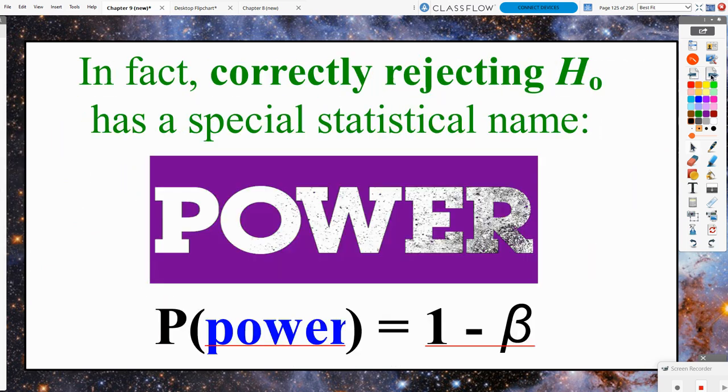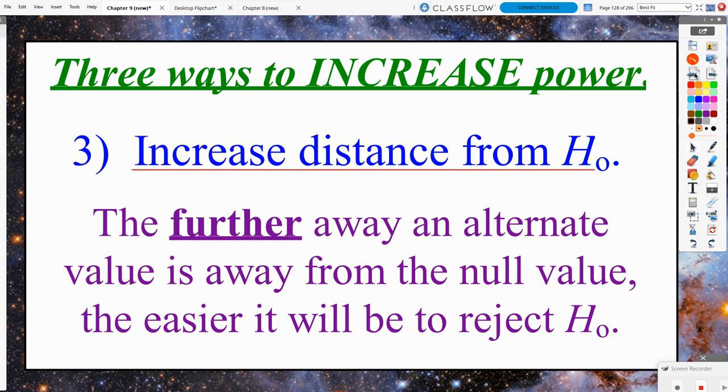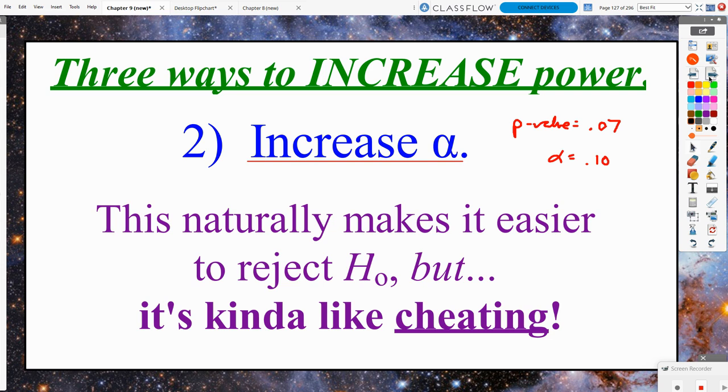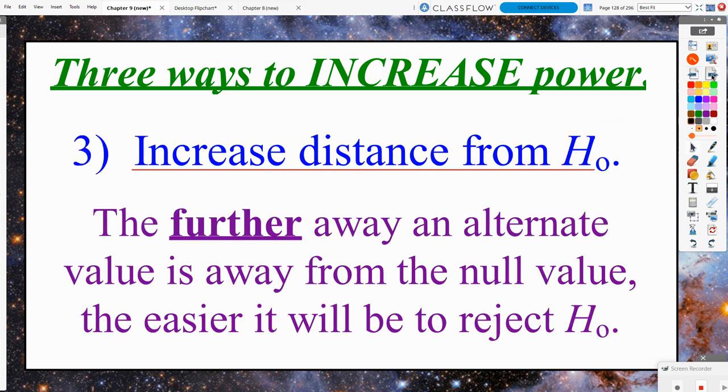So again, don't worry too much about this third way. I'd say the main way you need to remember is just increase our sample size. We could increase the alpha level, but again, that's kind of like cheating.